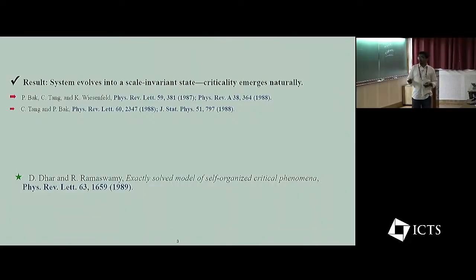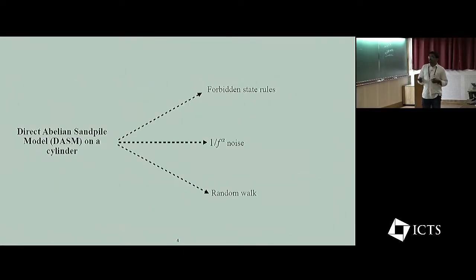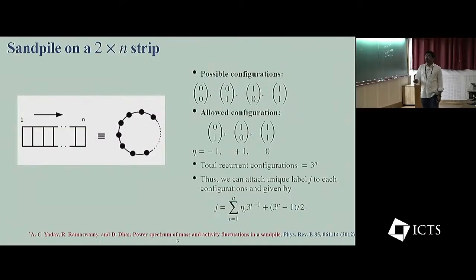In 1989, Professor Dhar and Ramaswamy solved a model and proposed the first solved model of self-organized critical phenomena, in which they put a preferred direction for the propagation of avalanche activity. In the directed Abelian sandpile model, I'm looking at the forbidden states rule, 1/f^α noise and the random walk case. In 2012, there was a paper in which the directed Abelian sandpile was used on some 2×n strips.